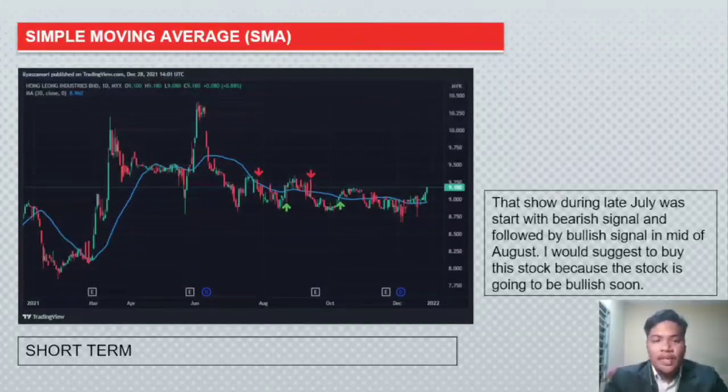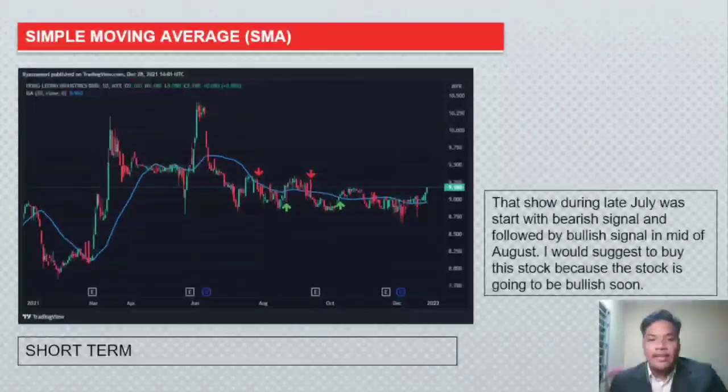This indicator functions to determine the current direction of the stock. For the short term, we can see that there is a crossover rule: if the moving average line crosses above the closing price, there is a sell signal, and if the moving average line crosses below the closing price, there is a buy signal.